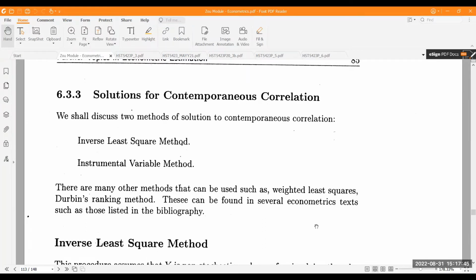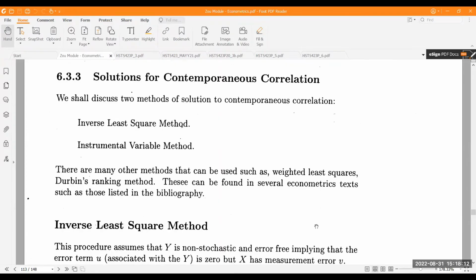We shall discuss two methods of solutions to contemporaneous correlation. The first one is called the inverse least square method. The second one is called the instrumental variable method. I will discuss these in detail. There are many other methods that can be used, such as weighted least square and the Durbin ranking method. These can be found in several econometric texts, such as those listed in the bibliography.